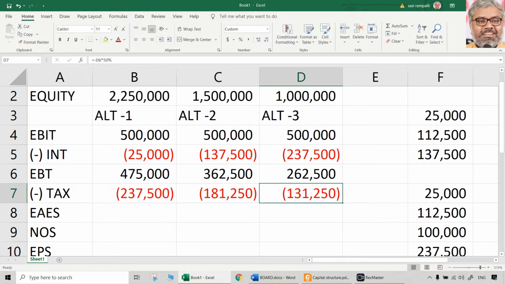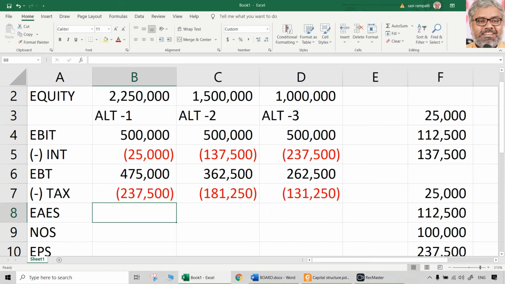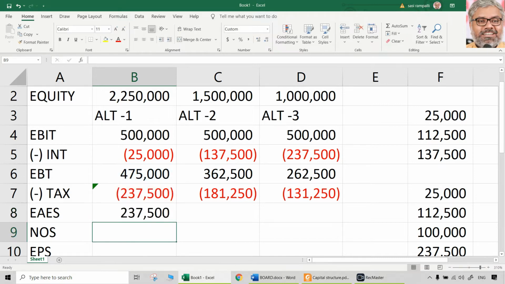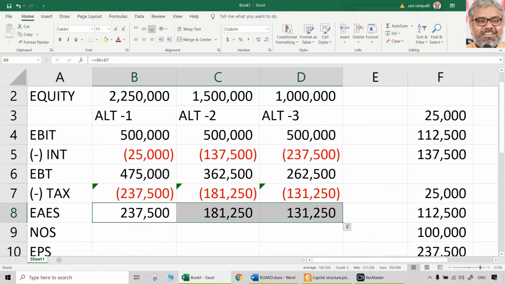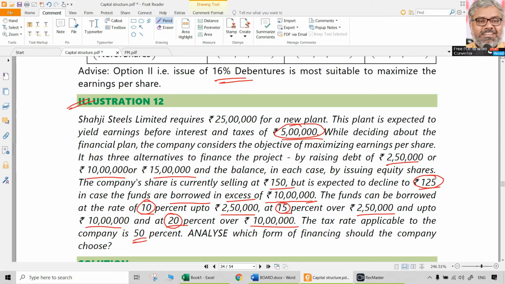2,37,500, 181,250, 131,250. We need to calculate these things. Then coming to the earnings available to equity shareholders, because there is no other preference and all, straight away profit after tax will be earnings available to equity shareholders. That will be the same amount as tax, because the tax rate is 50%. So far, good. Now, the number of equity shares will have to be calculated carefully.